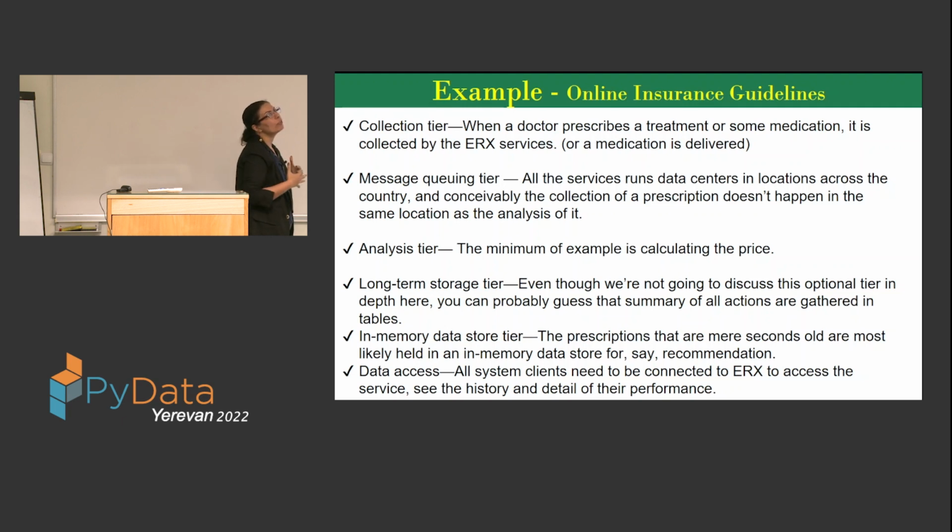Let me go through the architecture by example. First of all, the collection tier. When a doctor prescribes a treatment or some medication, it is collected by some services. I call them ERX services, but it is not a general name. All over the country, doctors write prescriptions, and when they collect data, the answer to the data is not on the same server. They are across the country. So I need message queuing. Also, we are sure that there are some analyses on the prescription. One of them is calculating the price.